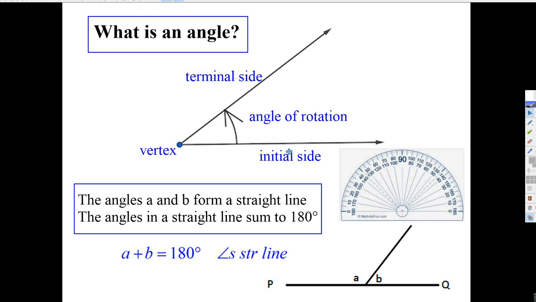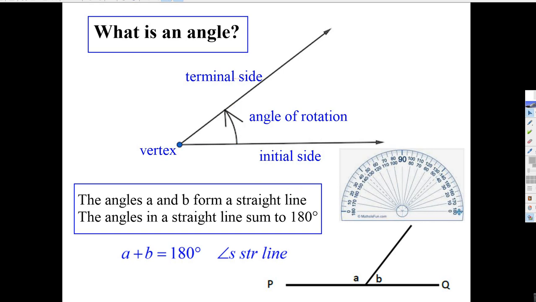it's actually caused by rotating. We start here. This is called the initial side or the initial ray here. And when you rotate, like when you open a door, that's what creates an angle. If you open the door so it goes right to the top there, it'd be 90 degrees. You open it and you stop. It's called the terminal side. And you always rotate around a point. Well, that's called the angle of rotation.